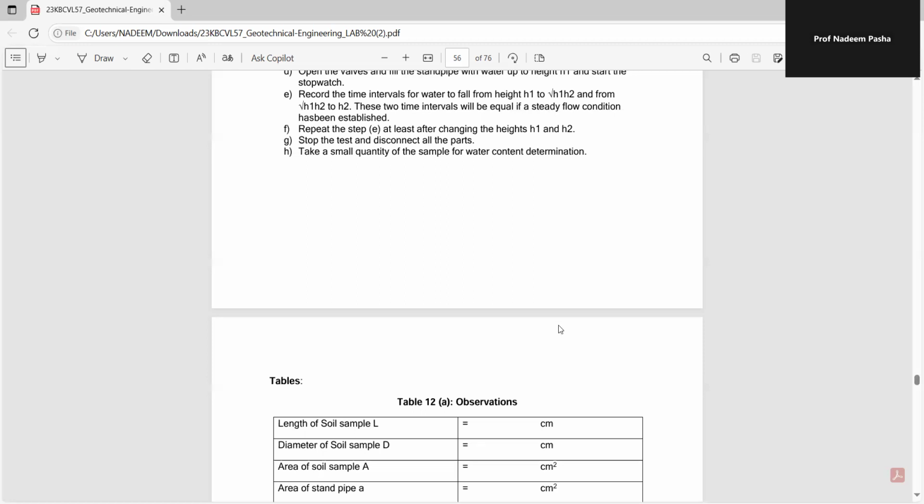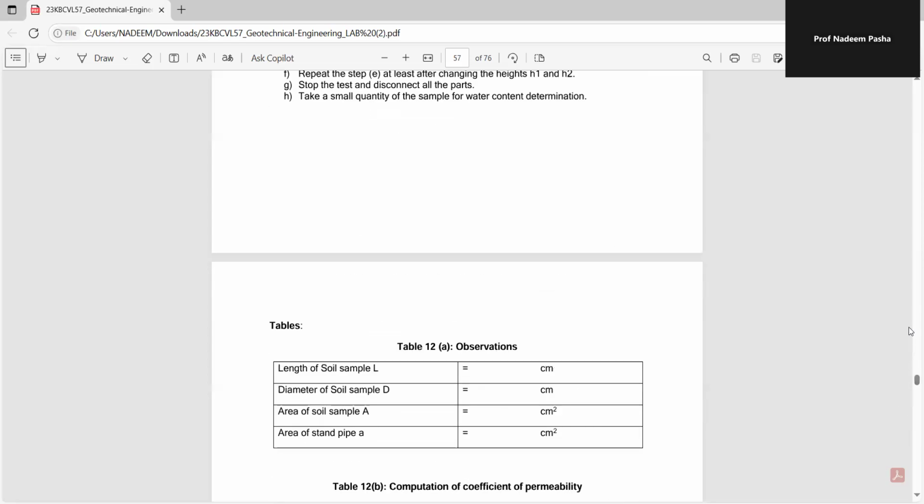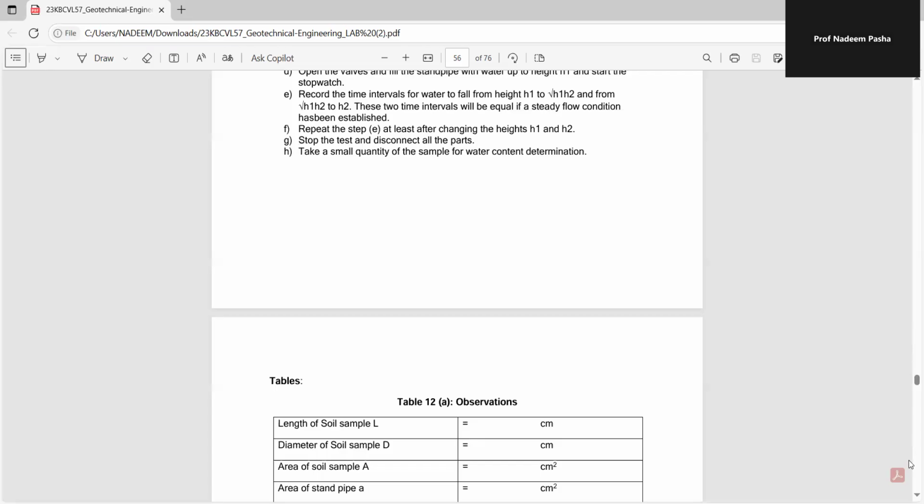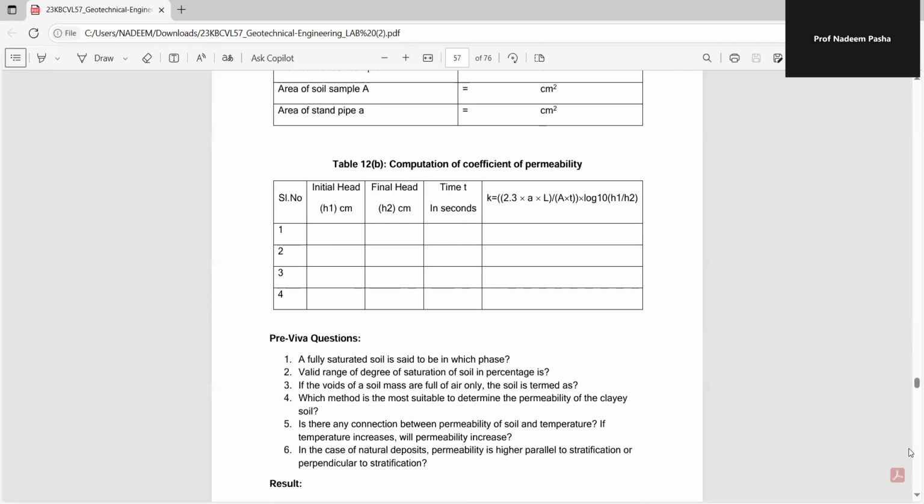So what are the observations? Length of sample L, it is in centimeter. Diameter of soil sample is D. Area of soil sample is A. Area of standpipe is small a.